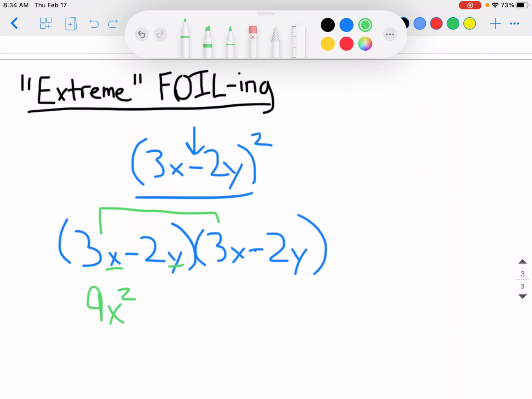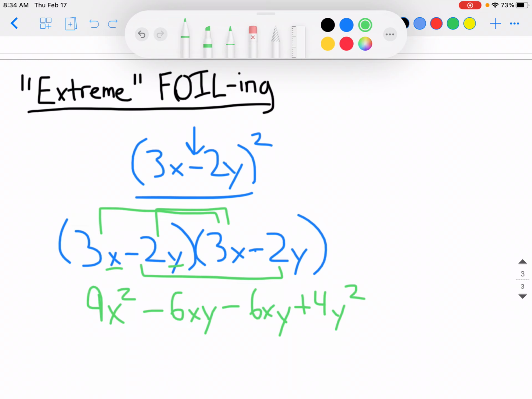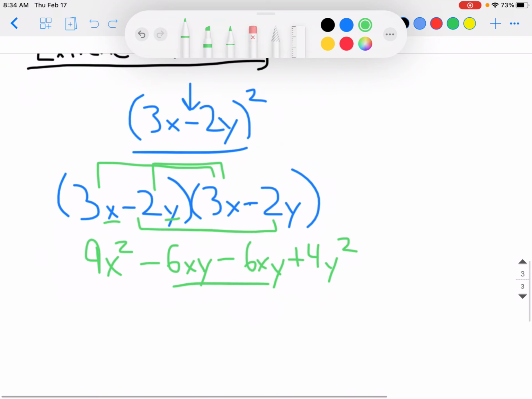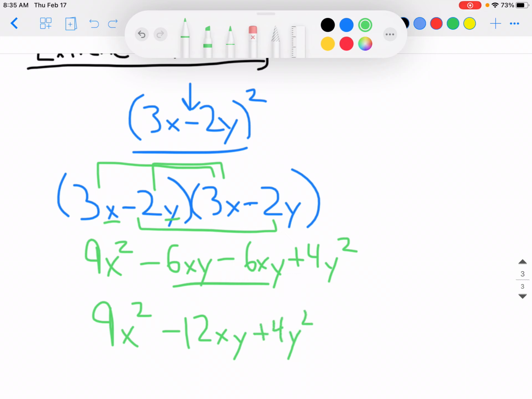And then if we do the inside or the outside, we'll get 3x times negative 2y, which is negative 6xy. And then we'll have negative 2y times 3x, which is another negative 6xy. And then finally, our last terms will give us positive 4y squared. We're almost done. We just have to combine our like terms here. And when we do that, we end up getting 9x squared minus 12xy plus 4y squared.